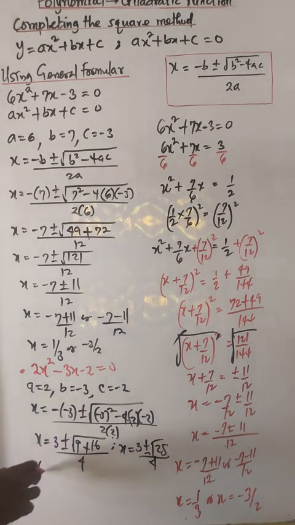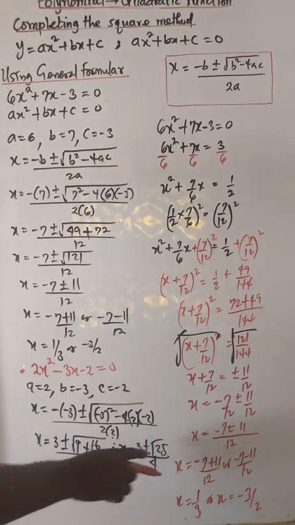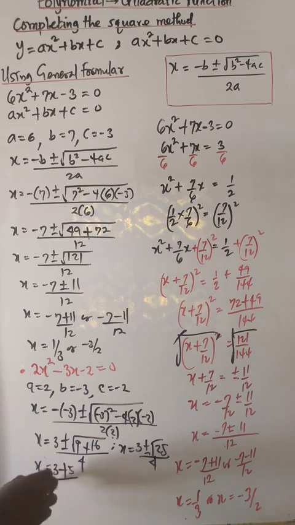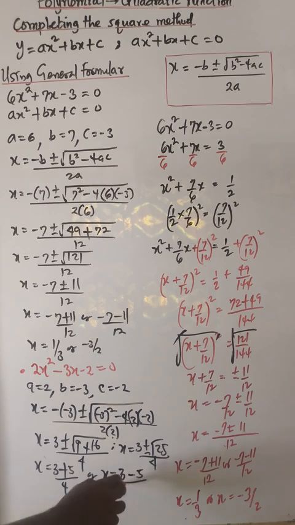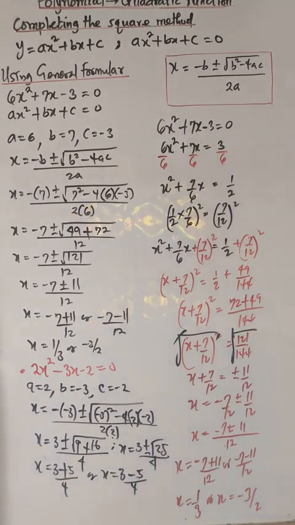Then using the plus, x equals 3 plus root 25, which is 5, over 4, or x equals 3 using the minus, root 25 is 5, over 4. 3 plus 5 is 8, 8 over 4 is 2. So x equals 2, or 3 minus 5, minus 2 over 4, that's minus 1 over 2. x equals minus 1 over 2.